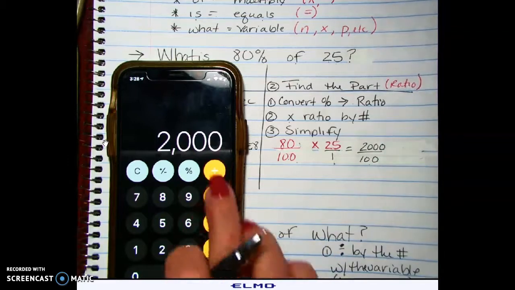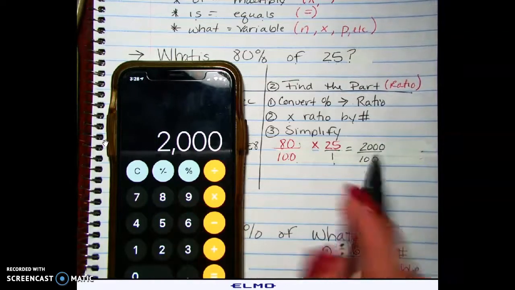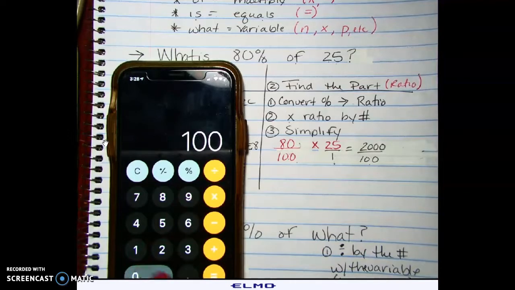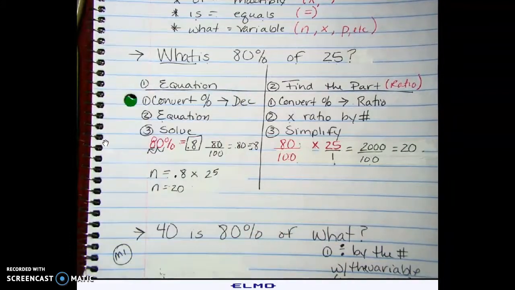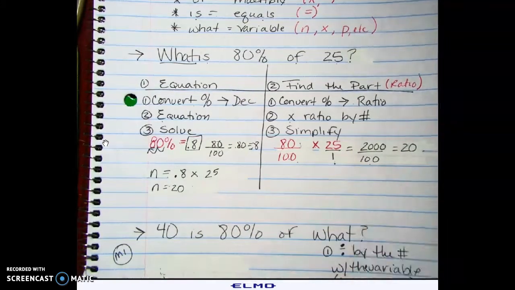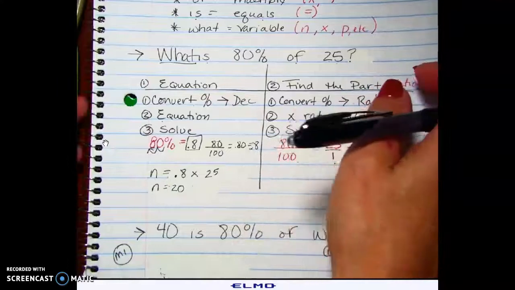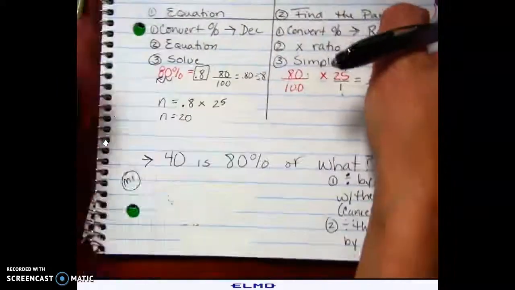When I simplify, that means 2,000 divided by 100. I could do it mentally, but let's just show it on the calculator. It ends up being 20. So it actually works both ways, whichever makes it easiest for you.